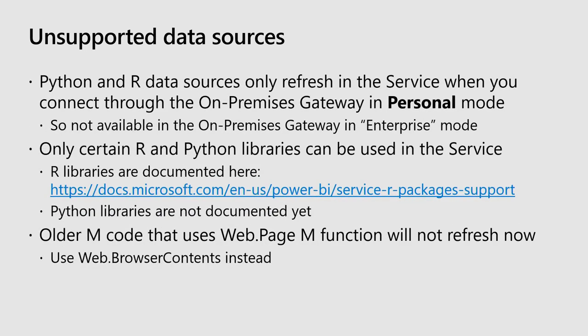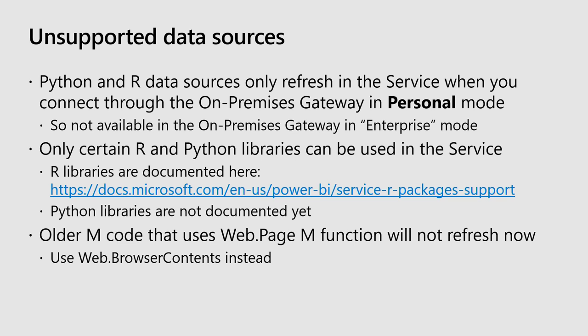I'm not an R or Python programmer, so this isn't something that I've done specifically, but one thing friends of mine who've worked on this have told me about is that there are lots and lots of issues with using R and Python data sources for refresh. For a start, they're only supported for refresh through personal gateways and not enterprise gateways, which is a big limitation. And also, only certain R and Python libraries are actually supported when you're building your R and Python script to get data. The R libraries are documented in the Power BI documentation. Apparently, the Python libraries that are supported will be documented soon.